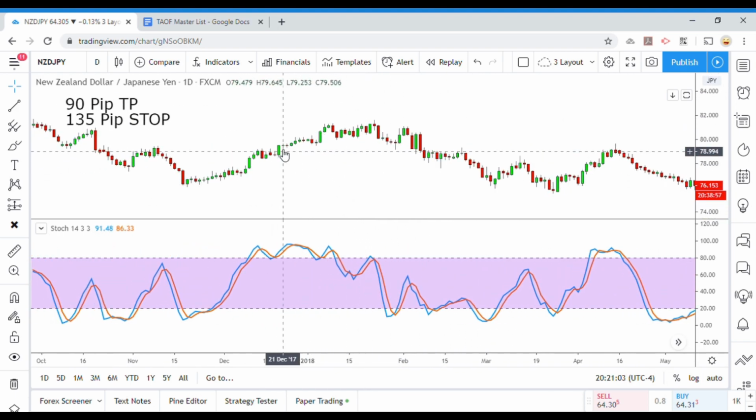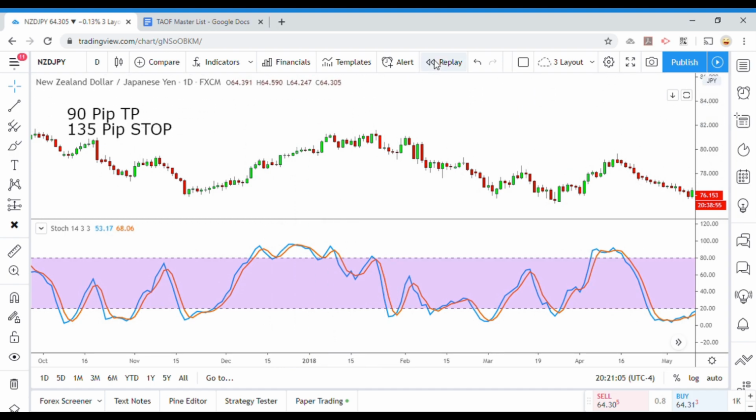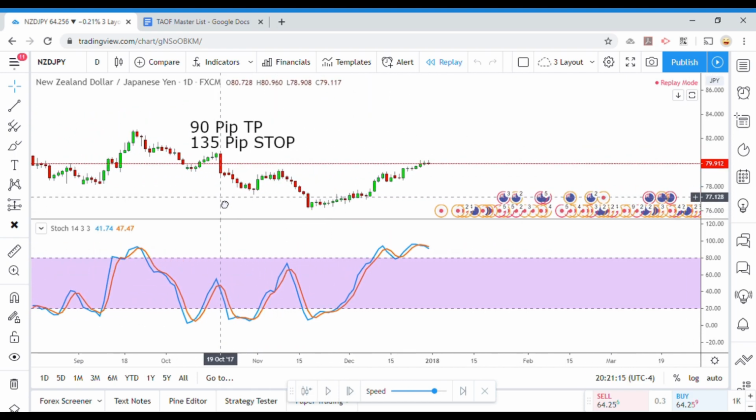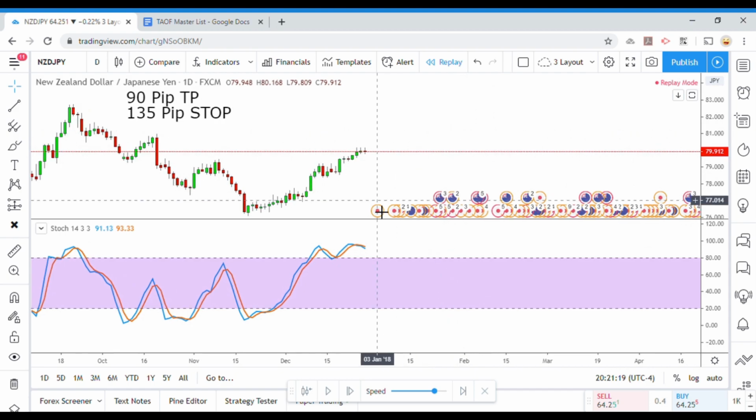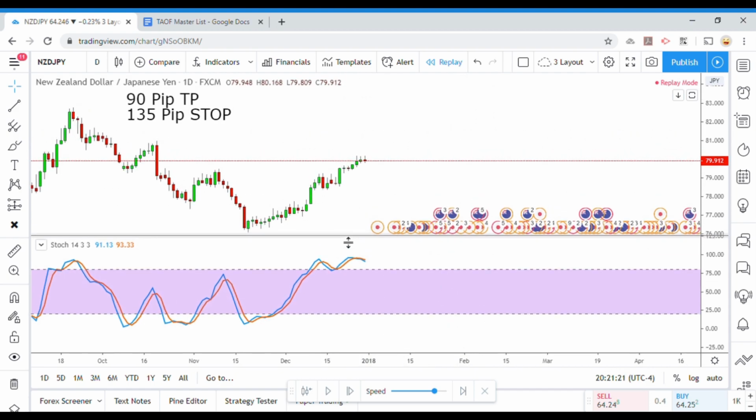Alright. There we go. So we will start at 2018. We will start the TradingView replay function. Again, one of the reasons why I love TradingView so much is because of the replay function. It just makes backtesting super simple and helps to keep some of the bias out of backtesting.